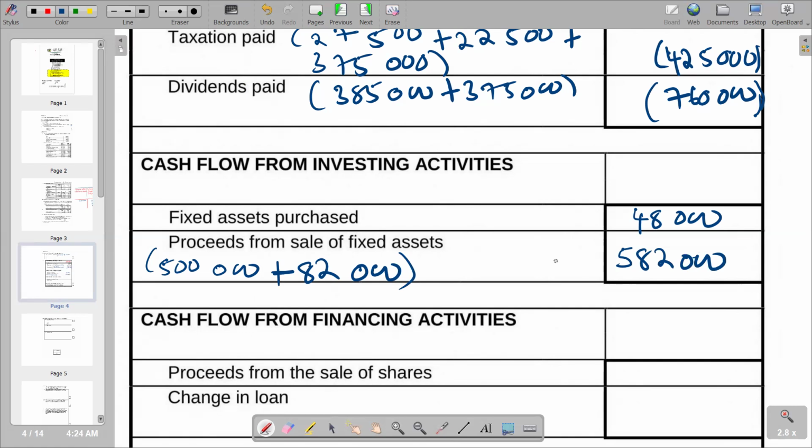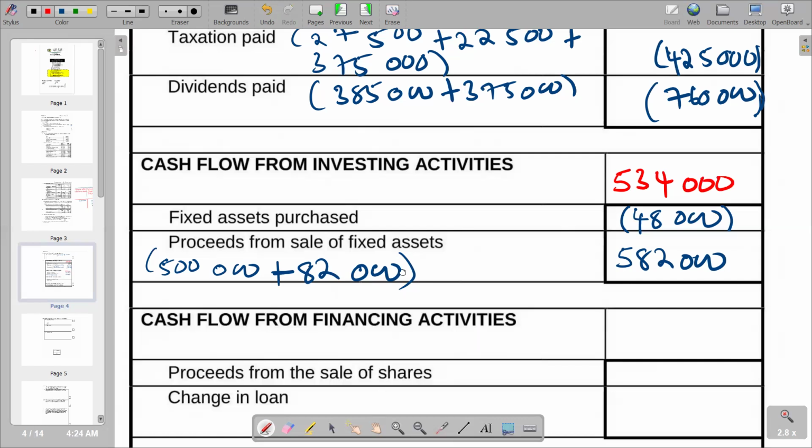On purchase of fixed assets, we see that it's 40,000, whatever you are purchasing. We are selling fixed assets, so it's positive. We are supposed to show it as a positive figure. So for the cash flow from investing activities, we say 582,000 minus 48,000. The figure that you are supposed to get is going to be 534,000. So we are saying 534,000.